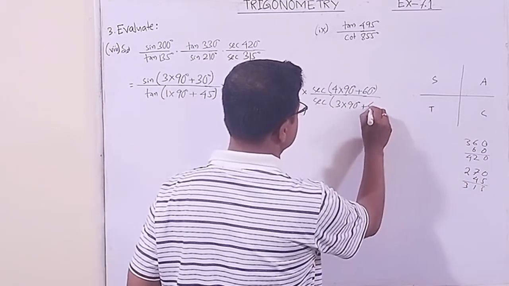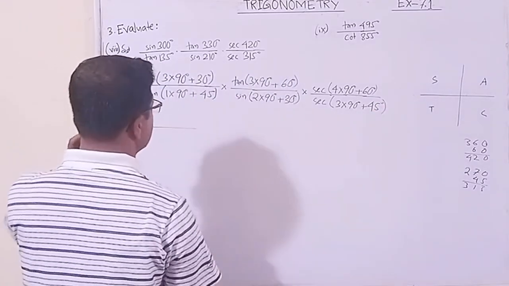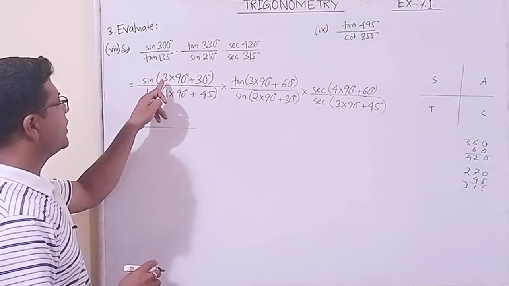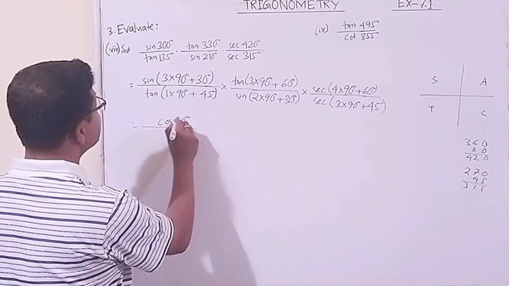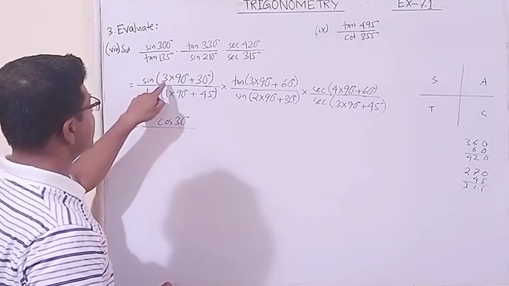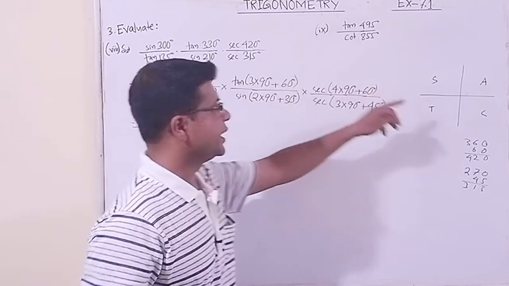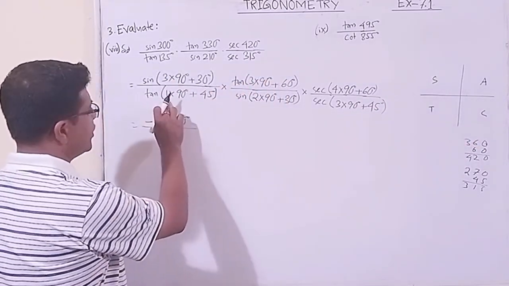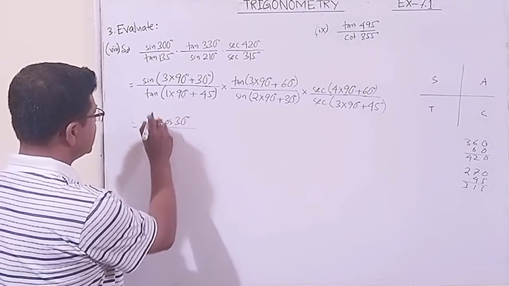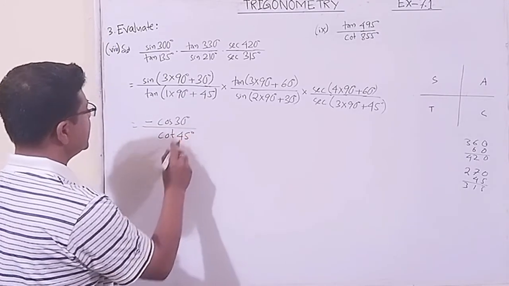315, so plus 45 degree, correct. Now odd multiple, this is odd multiple of 90 degrees, so sine is converted to cos 30 degree. About the sine, this is in which quadrant? 3 plus 1, fourth quadrant. Sine is negative because cos is positive here, so this is negative. Odd multiple of 90 degrees, so tan is converted to cot of 45 degree.